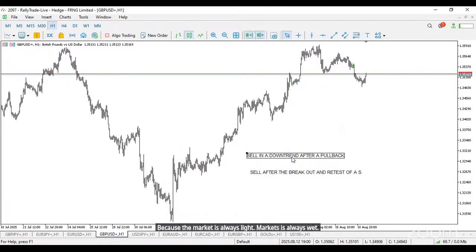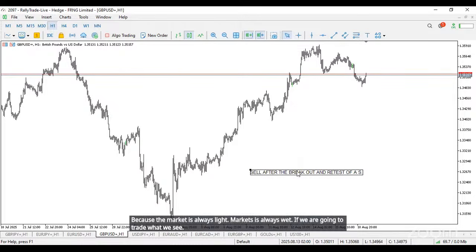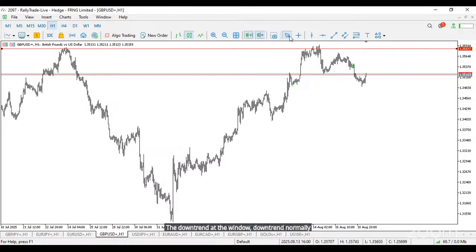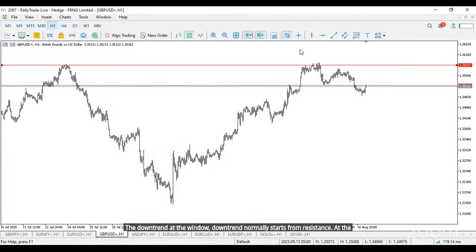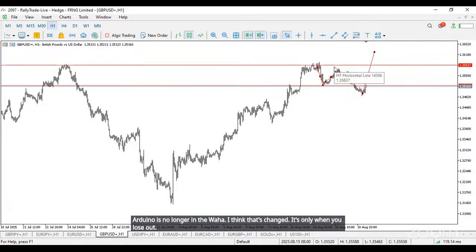So if we're going to trade what we see, we can clearly see a downtrend. How do we know? Downtrend normally starts from resistance. That's a resistance level there. And then we can now see what builds up a downtrend, which is lower low, then lower high, and then lower low, then this is considered a lower high. How do we know it's no longer a lower high? Trend has changed. It's only when it goes above the lower high that's when the trend has changed.